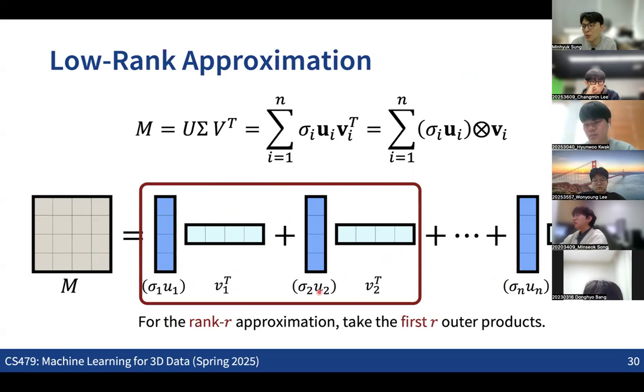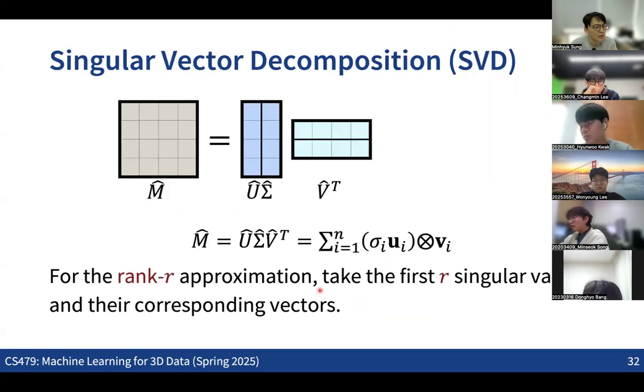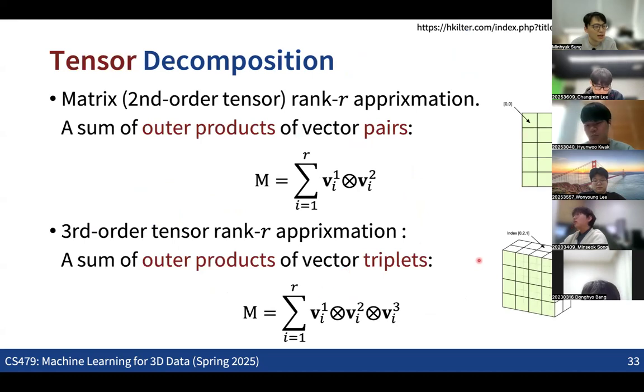So it's kind of the low rank approximation idea. In terms of that, given any matrix, we can basically approximate it as the sum of the outer products of pairs of vectors. And we can do the same thing for the 3D tensor as well.